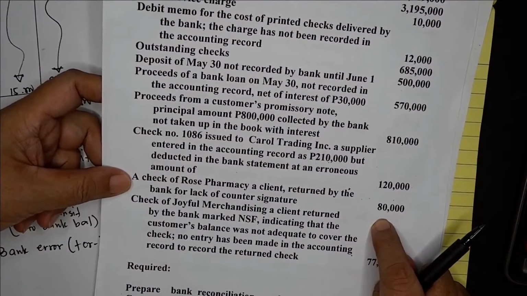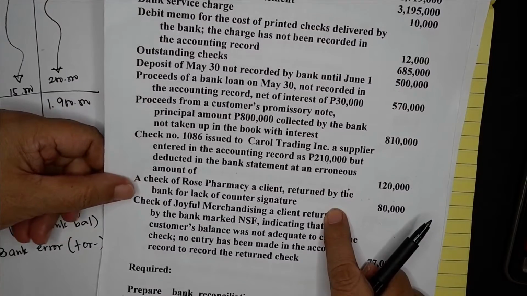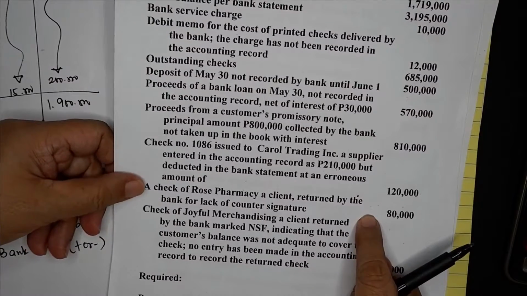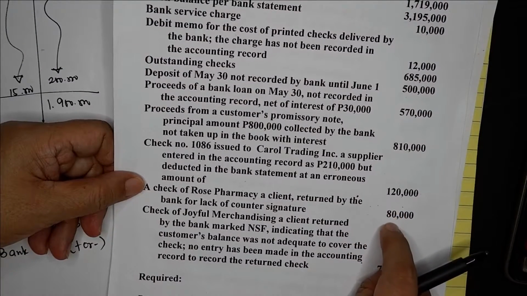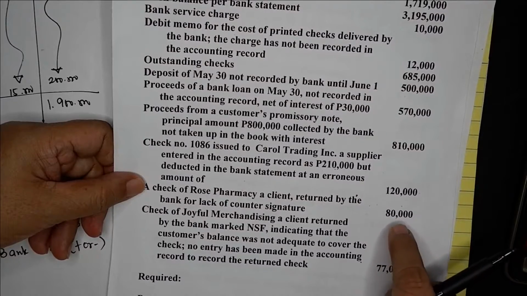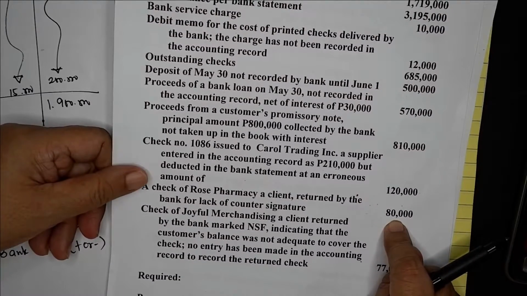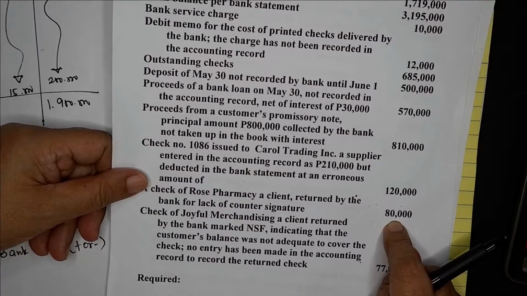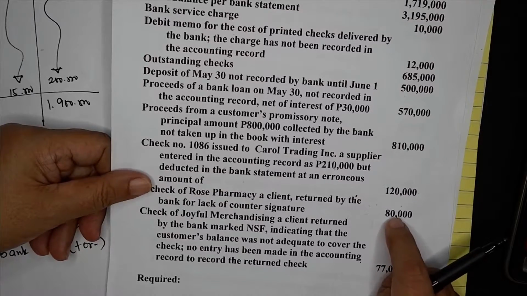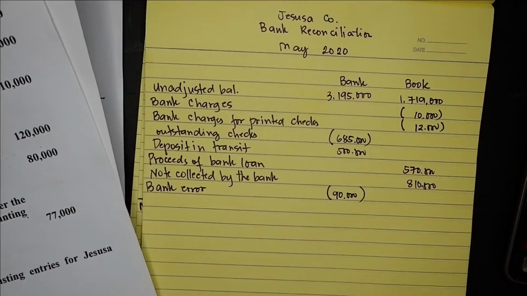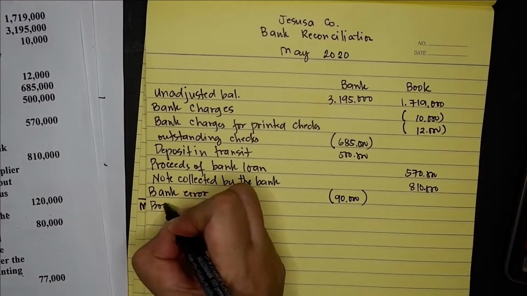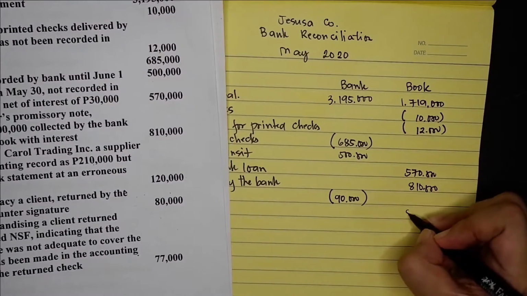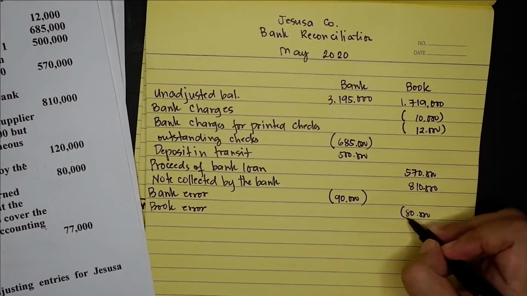Then we have a check of Rose Pharmacy, a client, returned by the bank for lack of counter signature, 80,000. So whose error is this? Is it book or bank? It is book error because we deposited an 80,000. We already have plus 80 in our cash in bank, but the bank was not able to collect because that check was an erroneous check. Okay, so we have book error. That is 80,000. So minus.